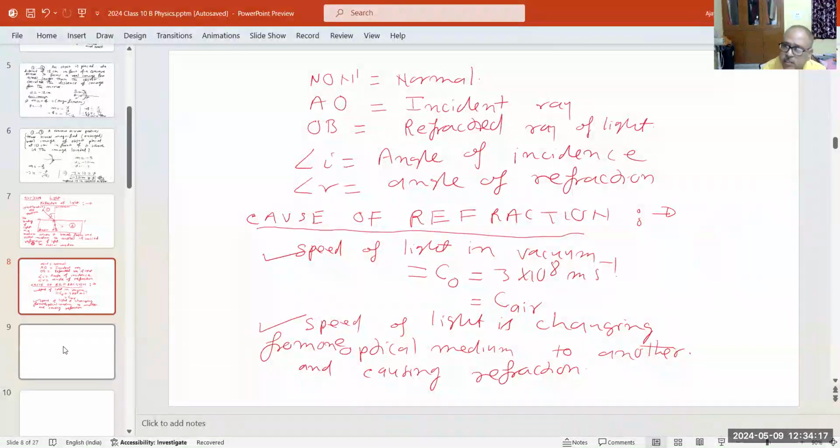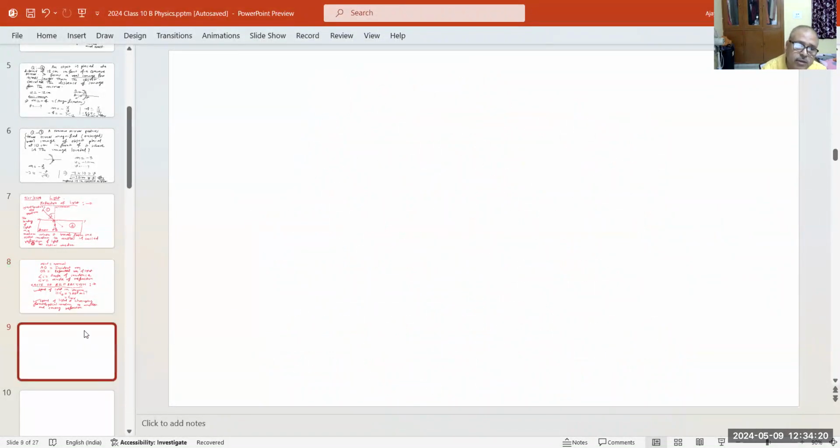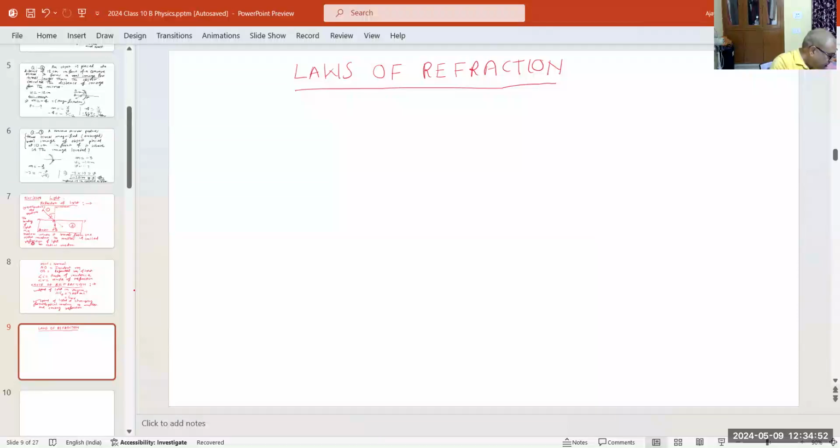Now come to the third point. When we are discussing the refraction, the cause of refraction, there are simple laws deciding. The laws of refraction. How to state the laws? The laws of refraction, you can easily state the two laws.